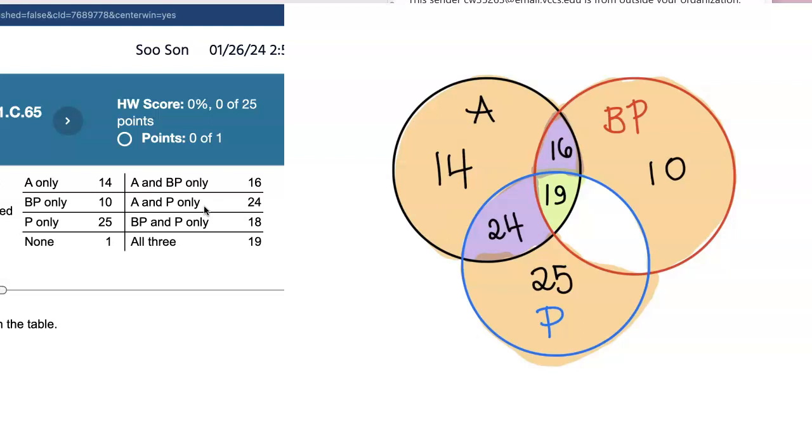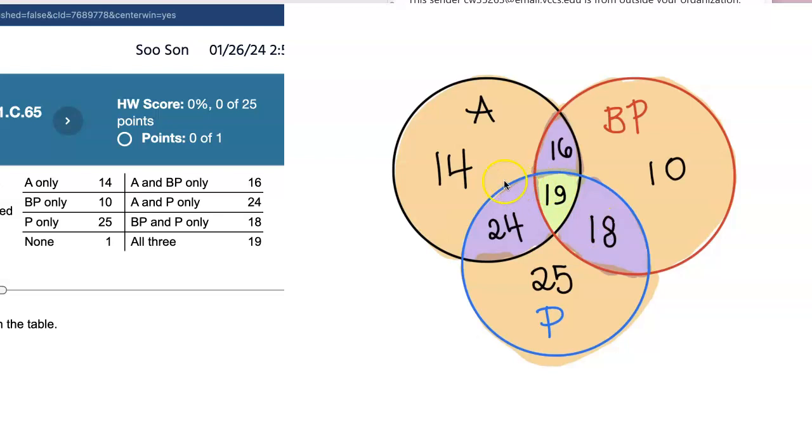And automatically the last number that I didn't use is going to go in here, okay? Well, let's talk about that. So these are the people who take pain medication and blood pressure medication, but they do not take antibiotics, because this purple section is not inside antibiotics. So what's that? BP and P only. That will be 18. See that?